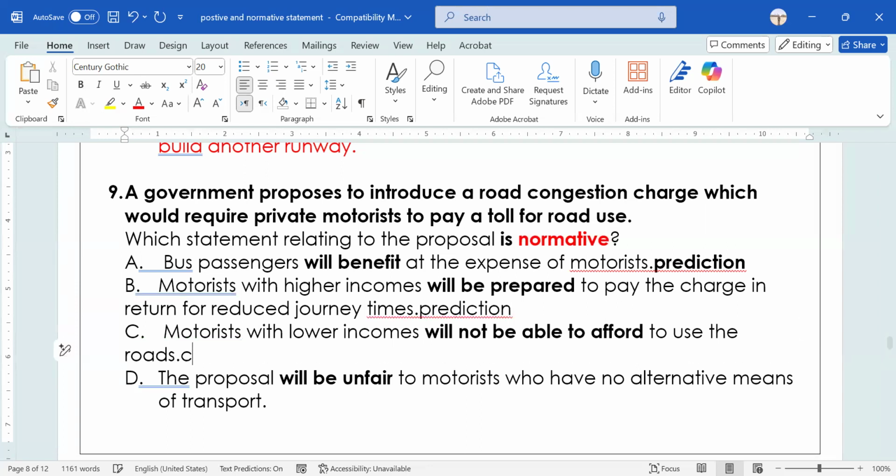Okay, so this letter C is a claim about how affordable the service is. So it can also be tested using the income data and the toll prices. So how about letter D? Why do you think it might be a normative statement?